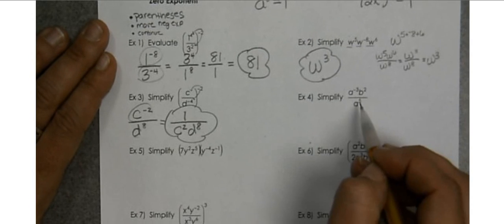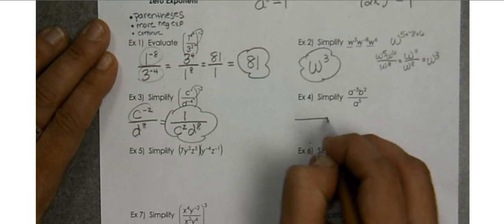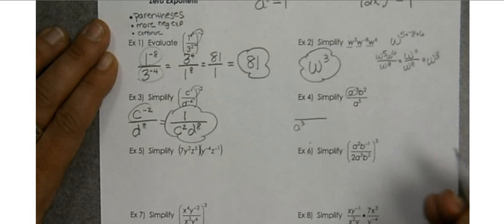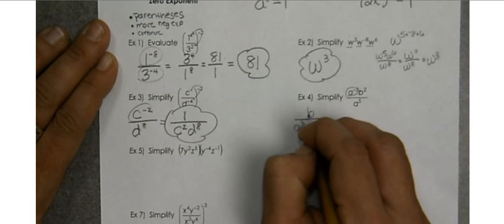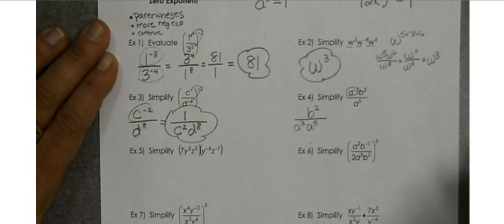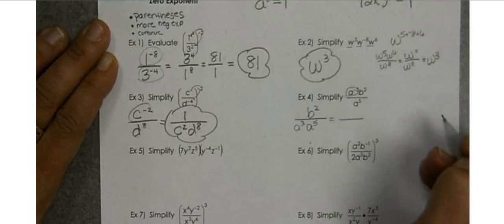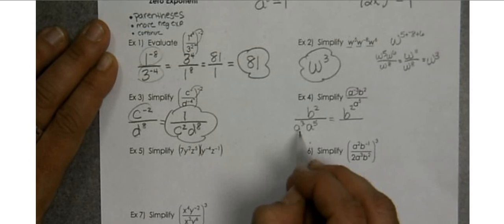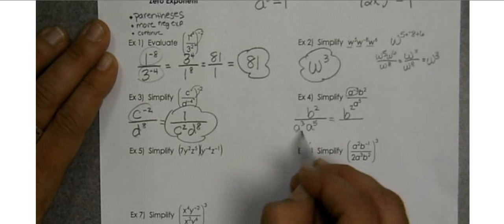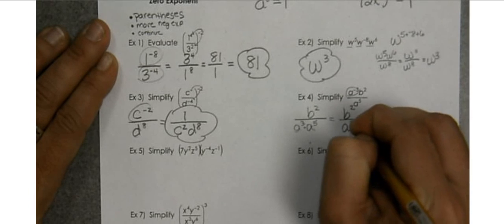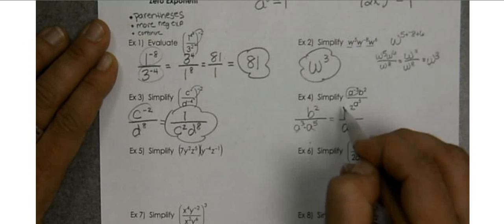Example 4, there are no parentheses to get rid of. So maybe I'll just move the negative exponents. So this guy's got to move and become positive, but the b squared can stay the same, and the a to the 5th can stay in the same spot. In my numerator, there's nothing I can really do to that b squared, but in the denominator, since we have like bases and we're multiplying, we can keep the base and add the exponents to get b squared over a to the 8th.